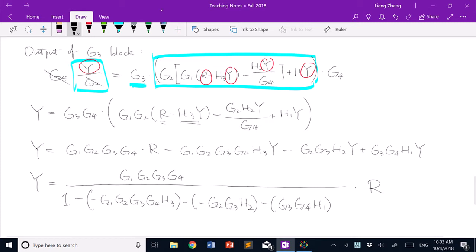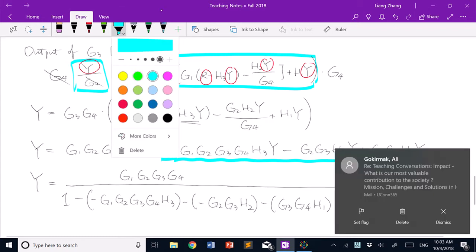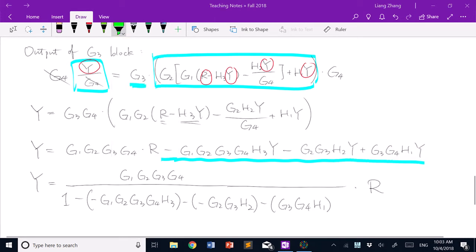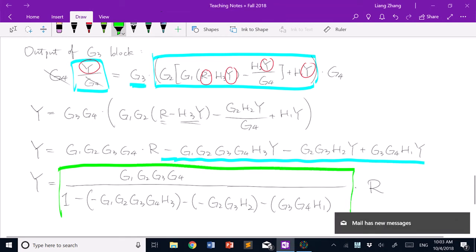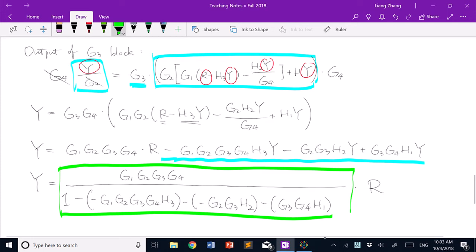Okay, times R. So this G1, G2, G3, G4, H3 has this Y. So I move the three terms right here, all of them to the left hand side, and eventually divide the coefficient to separate Y from R. So this will be the transfer function. If I look at this final result, if I ask for the transfer function, this is the transfer function we have.